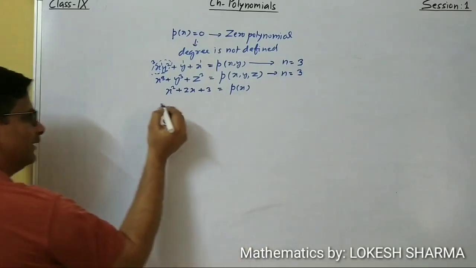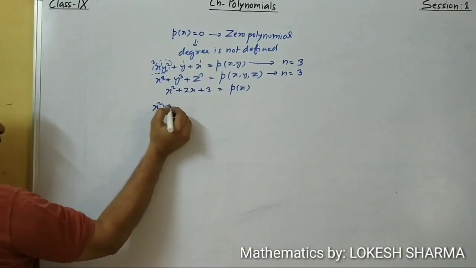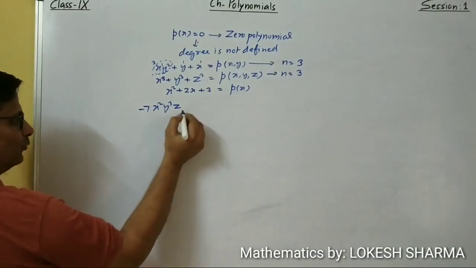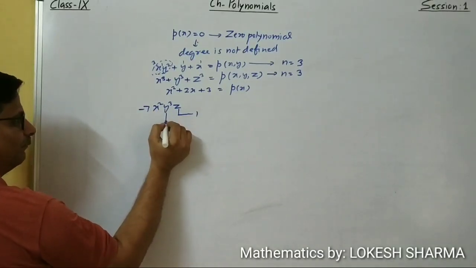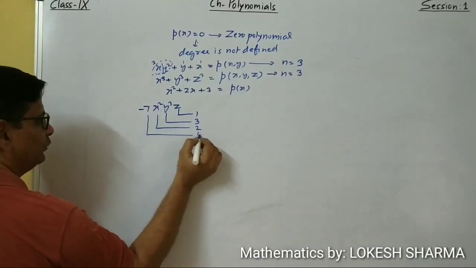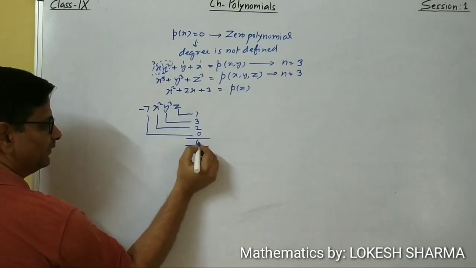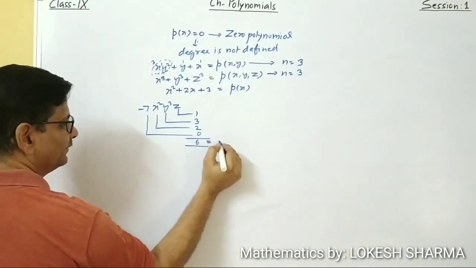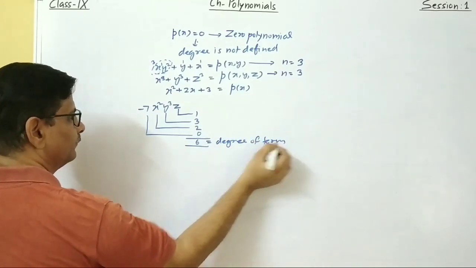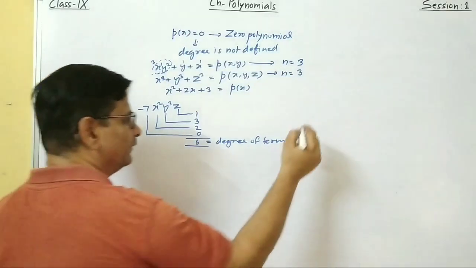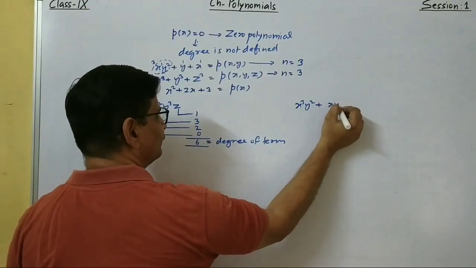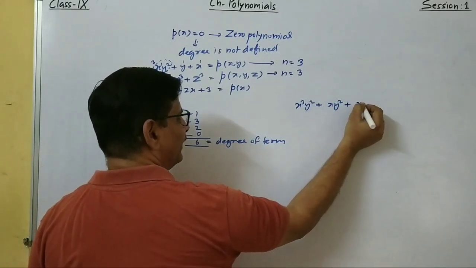If a term is like that, x square, y cube, z minus 7. So the power of z is 1 here, power of y is 3, power of x is 2, and power of constant is called 0, and the sum of all this power is 6. So the degree of this term is 6.